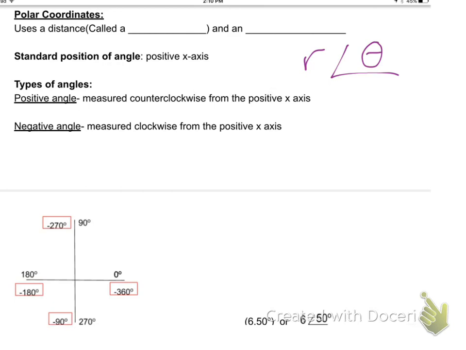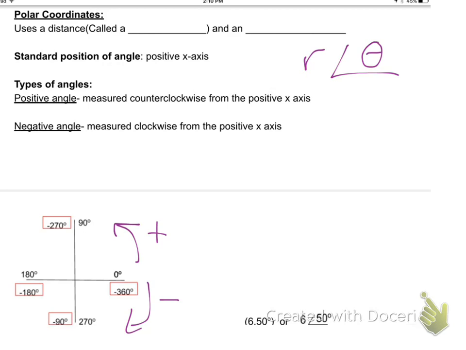Remember that the positive x-axis is where we start all of our angles. We start those angles, and if you're going up, that is positive. If you're going down or backwards, whoops, that is negative. So we can have a 0 degrees. We can go to 90, 180, 270, back to 360, and on and on. You can spin around forever. We can also go backwards and say that is 0, it's negative 90, negative 180, negative 270, negative 360, and on and on.